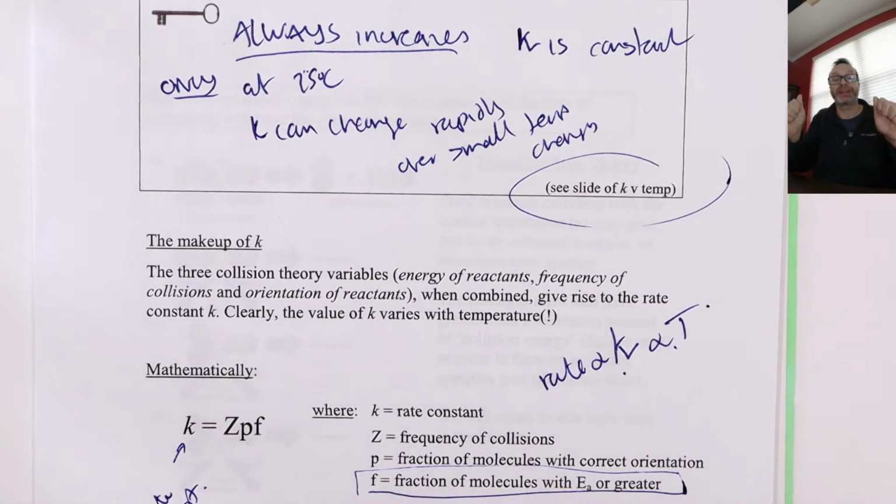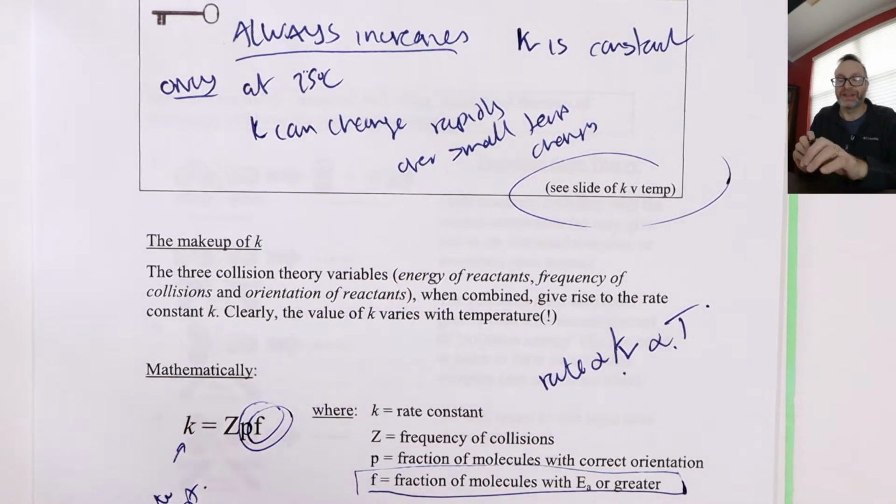So you have to get past that initial repulsion force of electrostatics. If the impact has that energy or higher, it's the fraction of molecules in the sample with that. Okay, so that's F, fraction of molecules with Ea or higher. And that's the big one. That's the main variable, as we'll see.